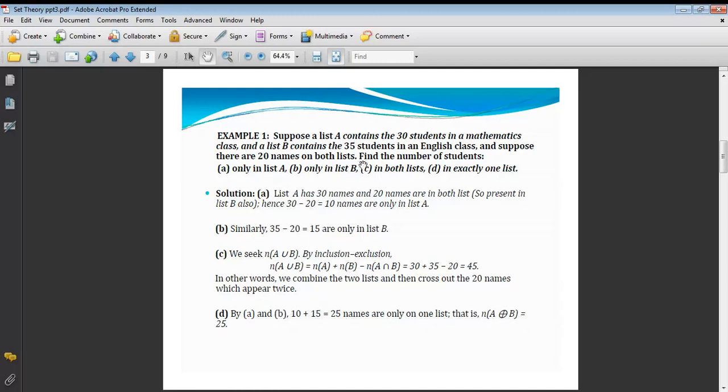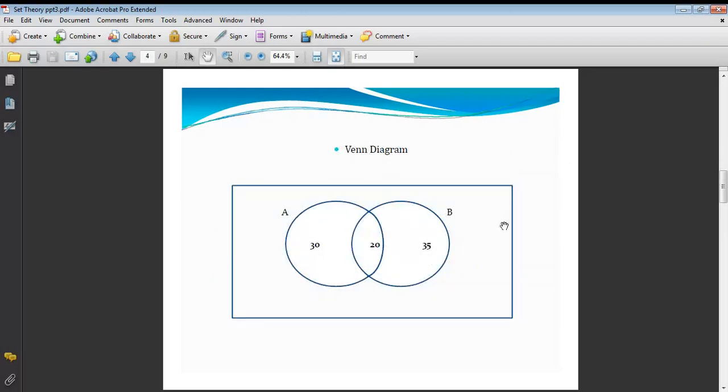All the parts you can find by using the Venn diagram also. Look here. There are 30 elements included in A, 35 elements, or the number of students, included in list B, and 20 are included in both the lists. So the first part was to find the number of students included in only the list A.